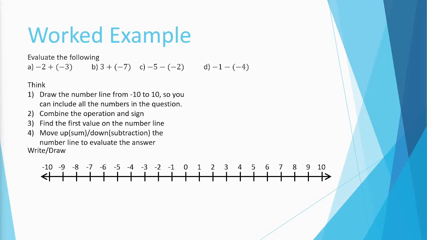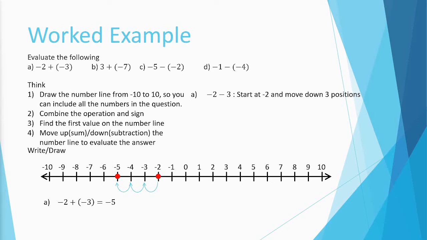So let's look at the first example. So the first example is -2 plus -3. Now, remember when we combine that operation and that sign together, we really get -2 minus 3. So I'm going to start at that -2 and I'm going to move down 3 positions. And that'll take me to -5. So in my book, I'll write -2 plus -3 equals -5.